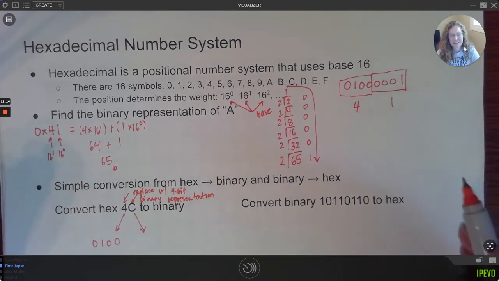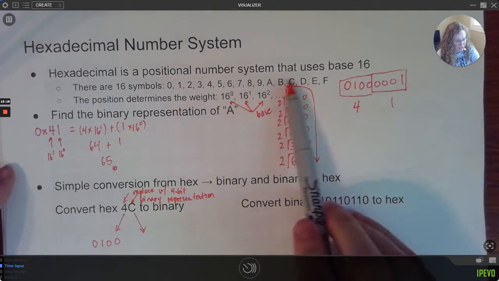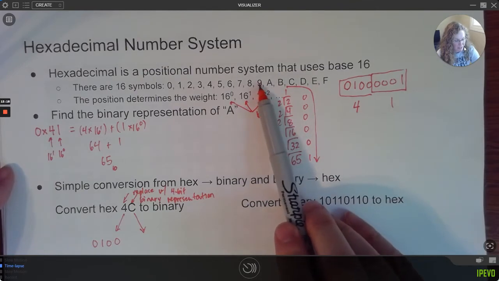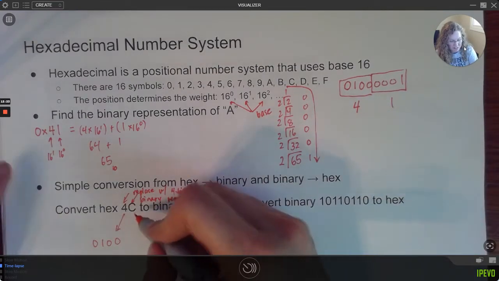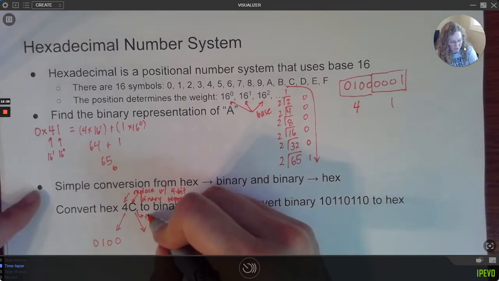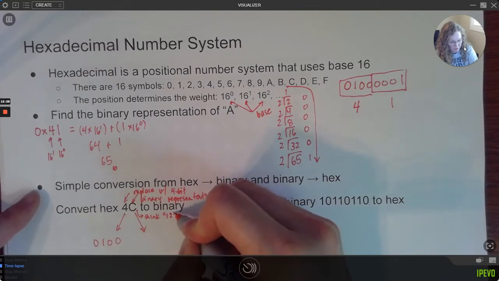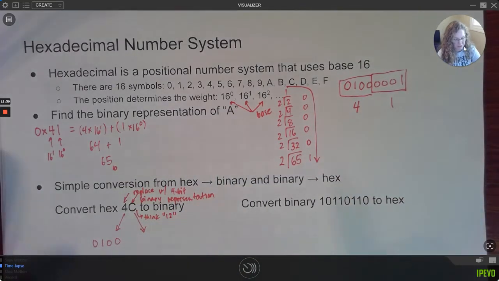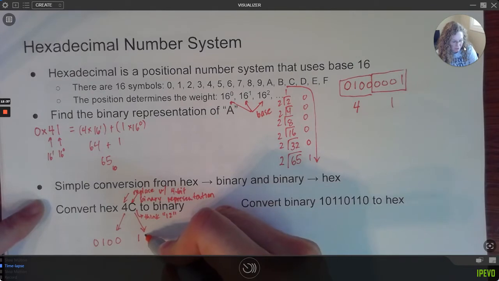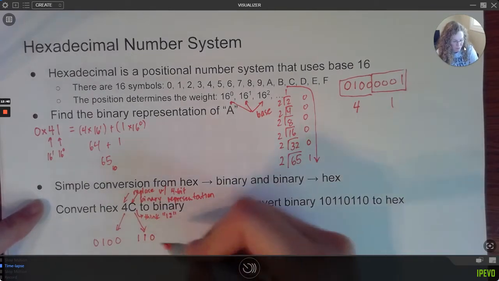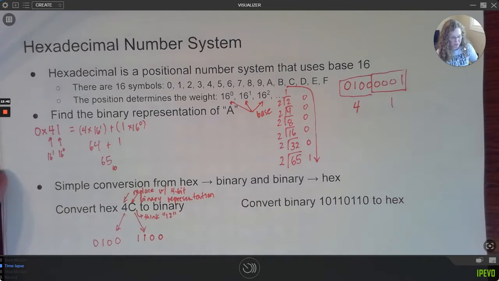Now C, that's a little tricky, so let's go up here and look. So C, think of this as 9, 10, 11, 12. C is the 12th character, so that's like the number 12. So if I wanted to represent the number 12, 12 is the same as 8 plus 4. So I would need something in the 8's place and something in the 4's place, but nothing in the 2's place and nothing in the 1's place. So 1, 1, 0, 0 would give me the number 12.